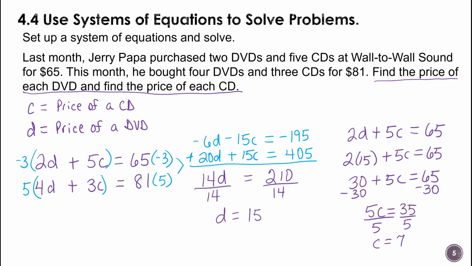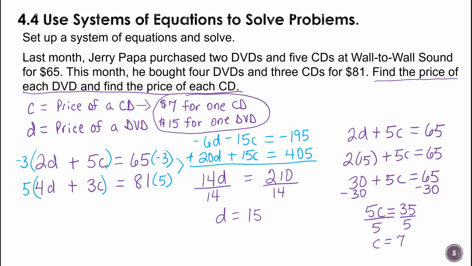All right. So up here, price of one CD is $7. And then 15 for DVDs. And then I'm going to circle that answer. All right. And that's how you set up and solve that system of equations.